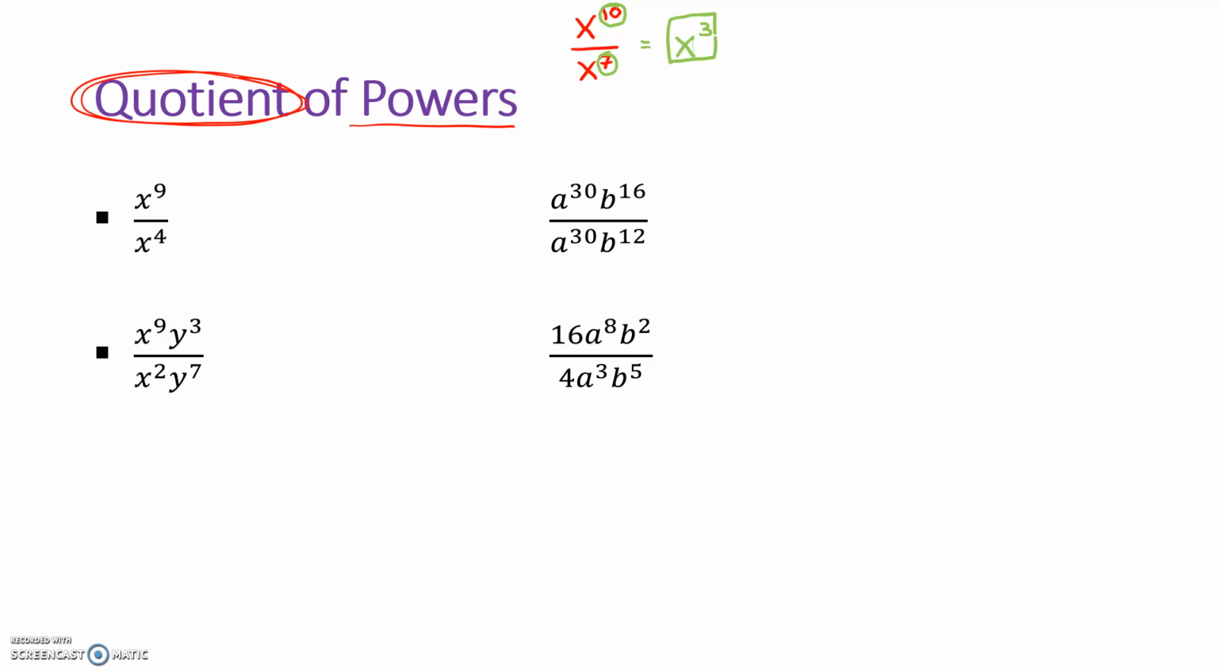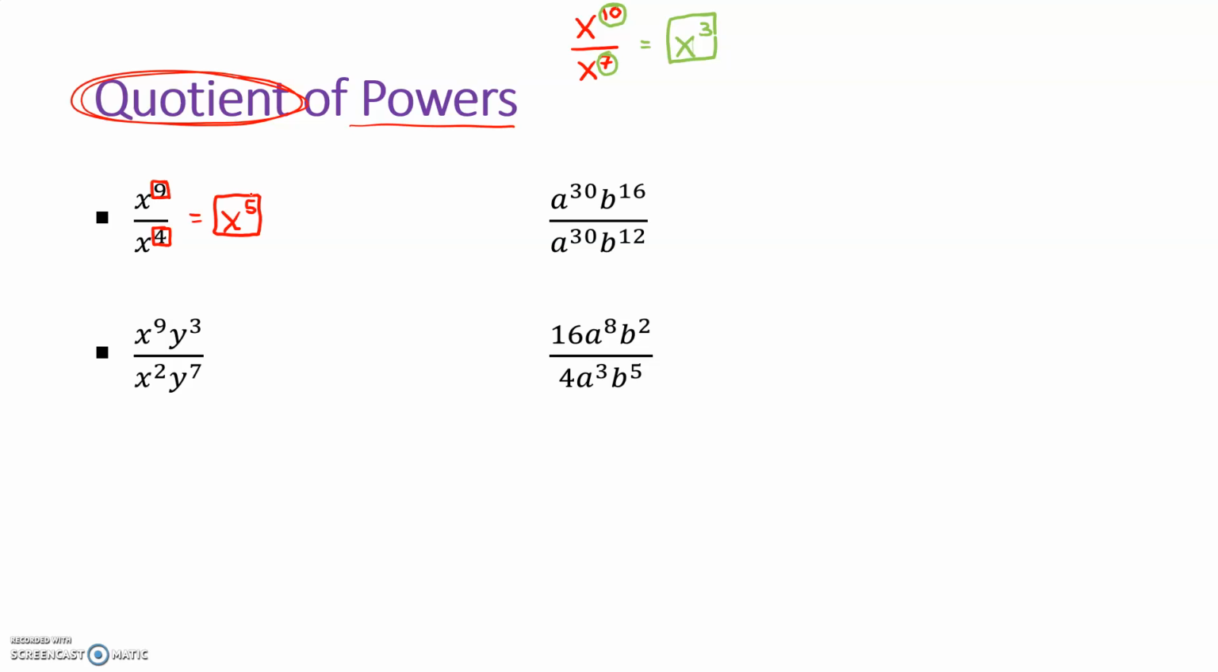All right. So for question number one, we have x to the 9th divided by x to the 4th. I know I'm dividing here, so what do I simply do with those exponents? We're going to take 9 minus 4, which is going to give us 5. This is going to be x to the 5th power, and that is it.